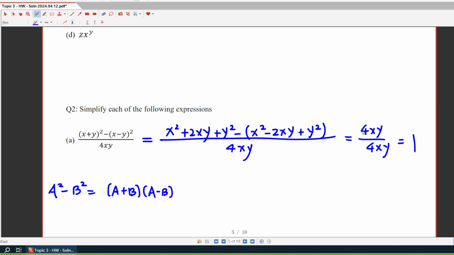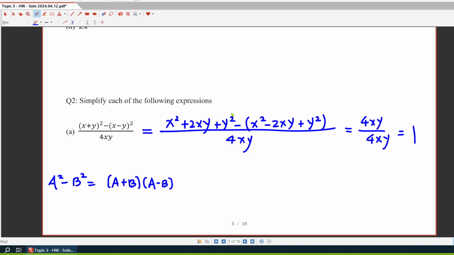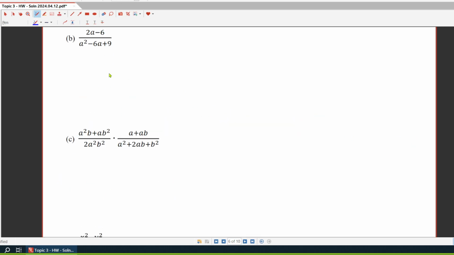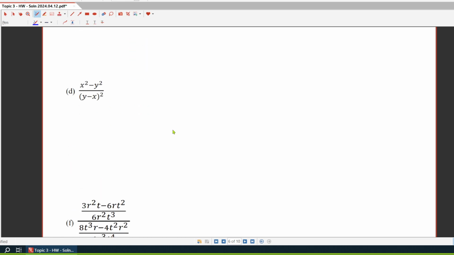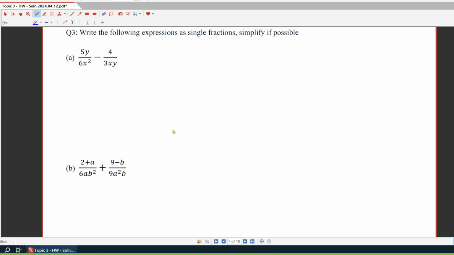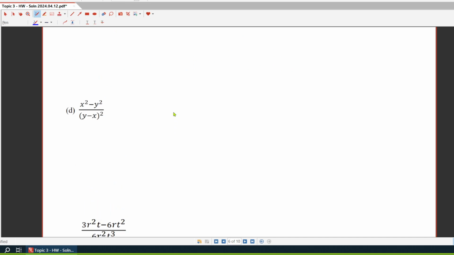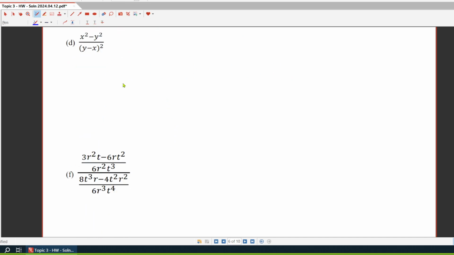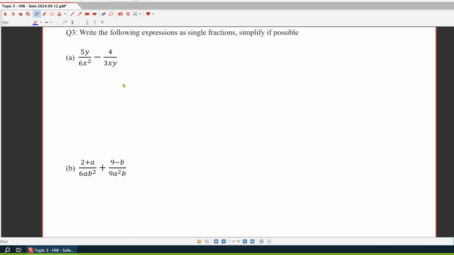And again, for the other questions under the second question, the method should be the same. Just try to factorize each of the expressions and cancel any terms that are the same. Then you can simplify each of the expressions. Okay, if you haven't done them correctly, try to correct them by yourself after class, okay?